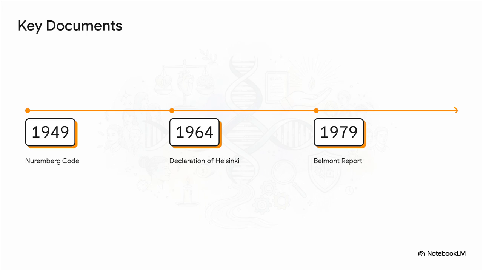Building on that foundation, the Declaration of Helsinki was created in 1964 by the World Medical Association, and this heavily emphasized the need for independent review and the strict protection of vulnerable groups. And then we arrive at 1979, when the Belmont Report was published in the United States.